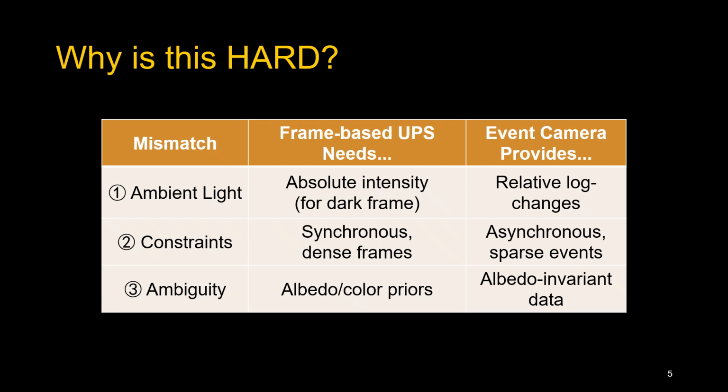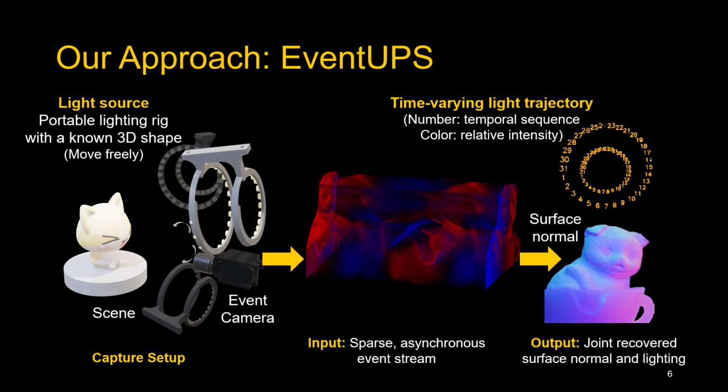Faced with this challenge, we developed EventUPS. We take a portable lighting rig with a known 3D shape and move it freely around an object. The event camera captures a sparse stream of brightness changes, and from this, our algorithm jointly recovers both the detailed surface normal map and the time-varying light trajectory.